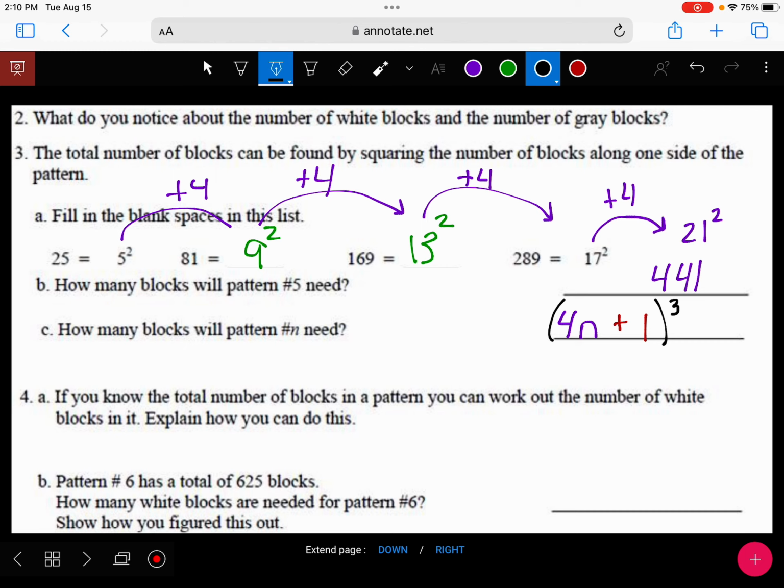Number 4 is really a challenge problem. Question number 4 here is how could you find how many white blocks and how many black blocks you would need. Being able to write this expression is the big part of today. I know it's not easy. I know this is really hard. I don't know why I have a 3 there. That should be a 2. Sorry.